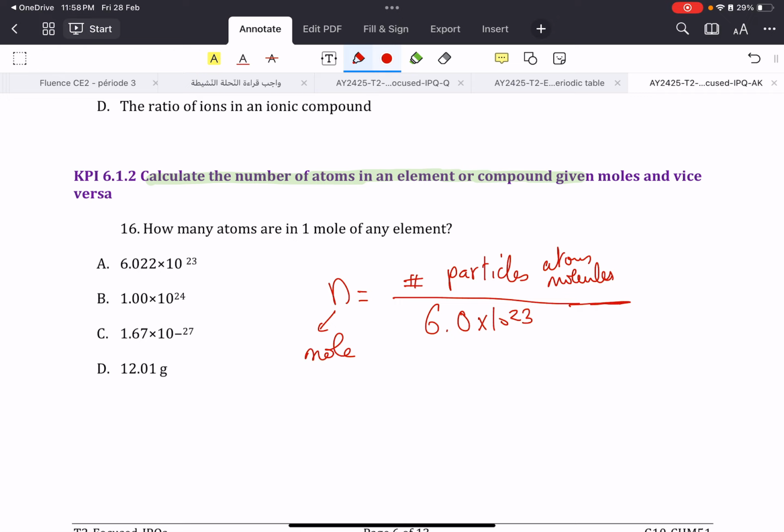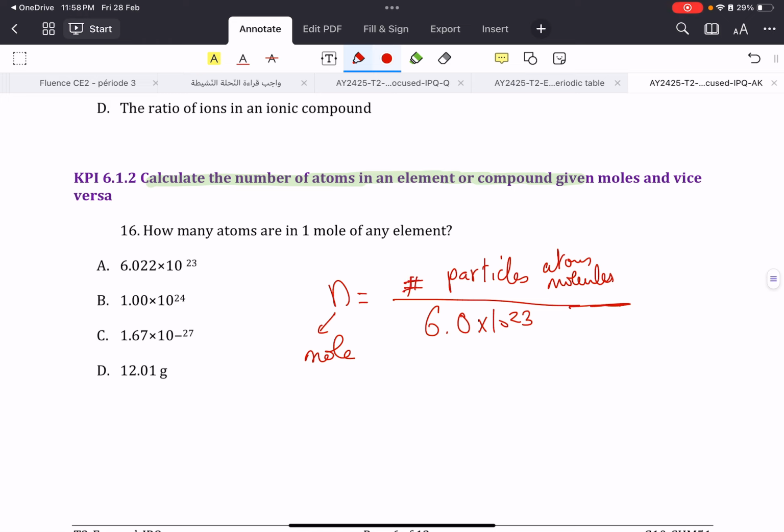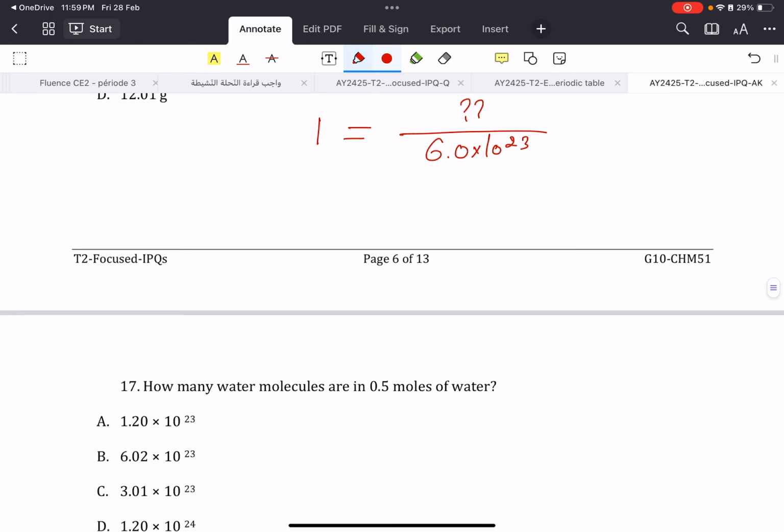The formula where we have atomicity is not to be found in this question, not yet, because they are asking how many atoms in 1 mole of an element. So if I have 1 mole, how many molecules or how many atoms, how many representative particles do we have? So here, Avogadro's number, 10 to the power 23. And to find how many atoms, it's again Avogadro's number, 6 times 10 to the power 23.